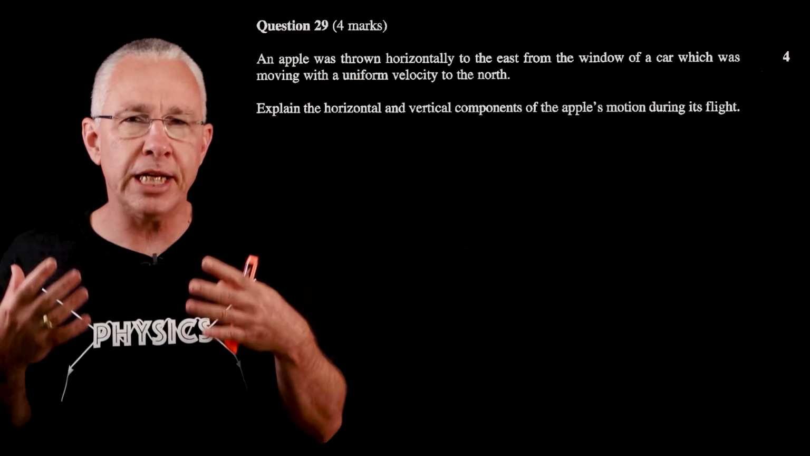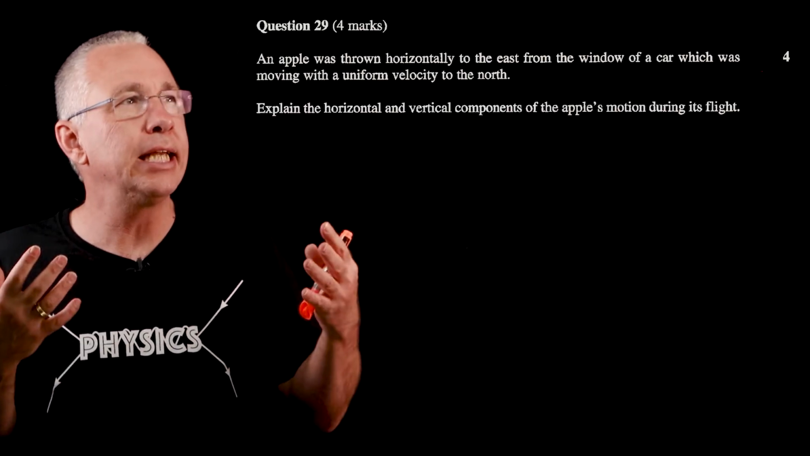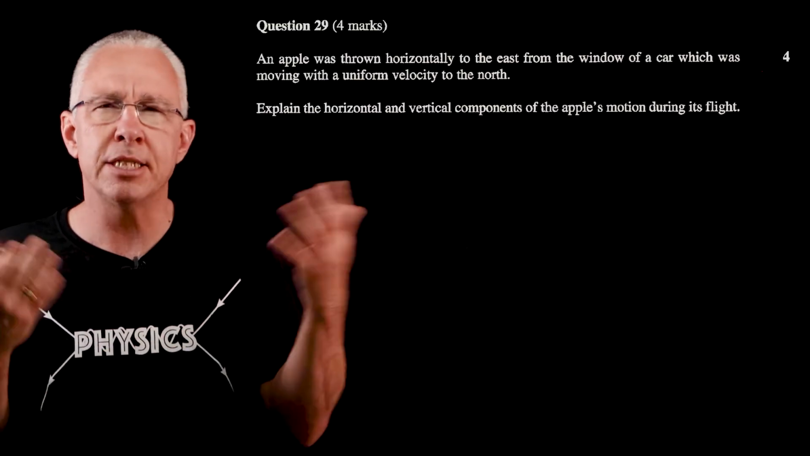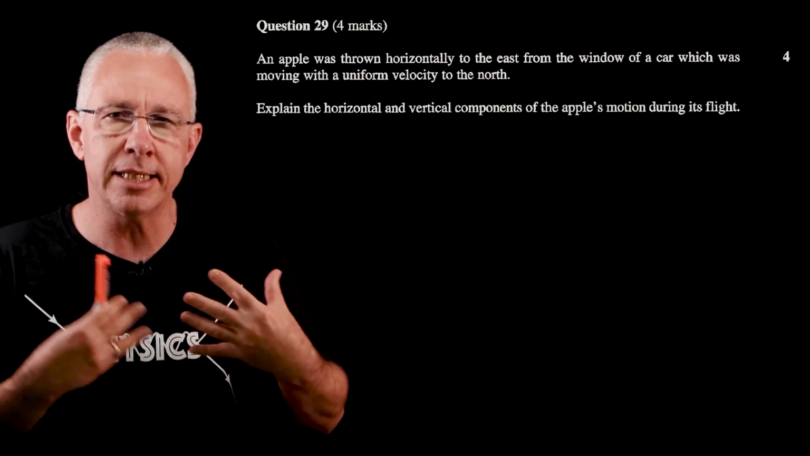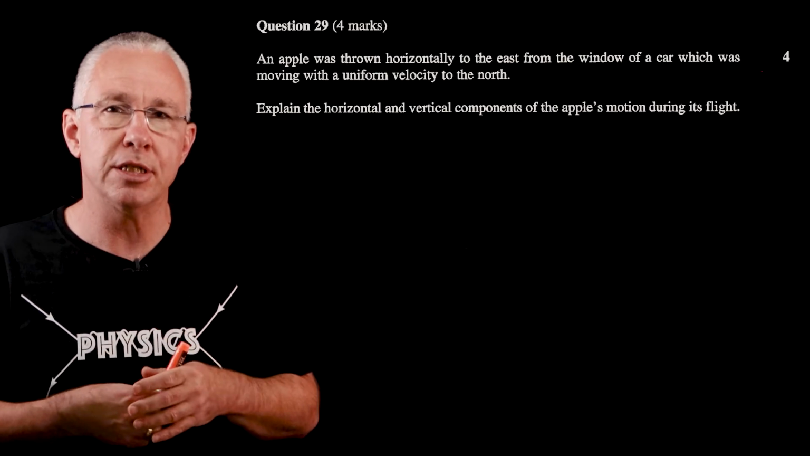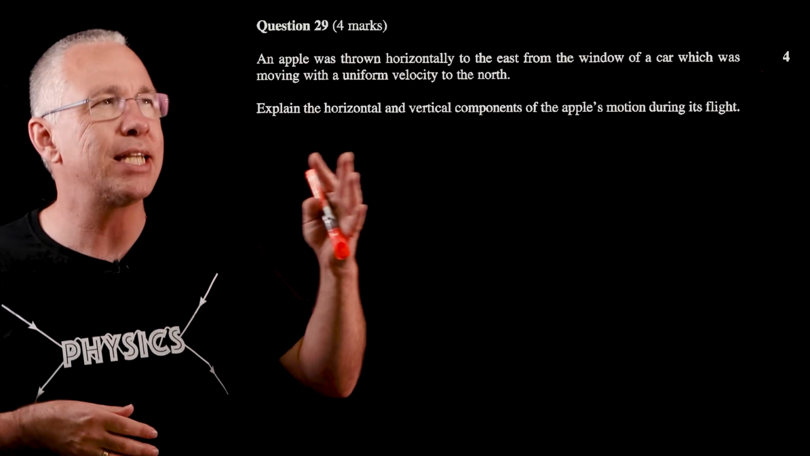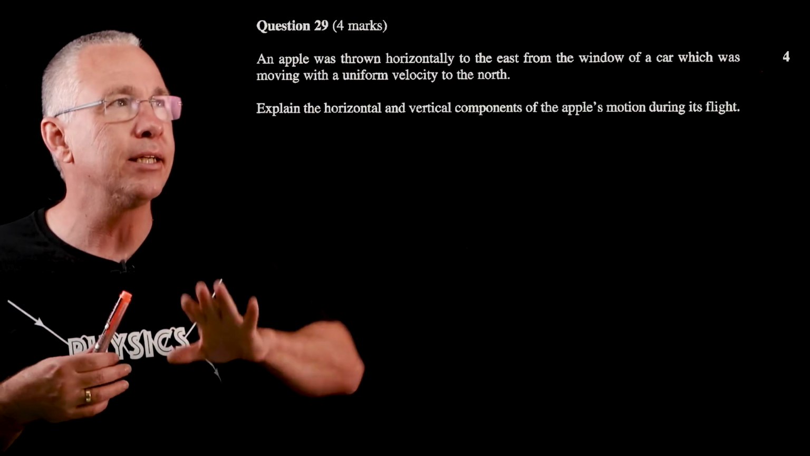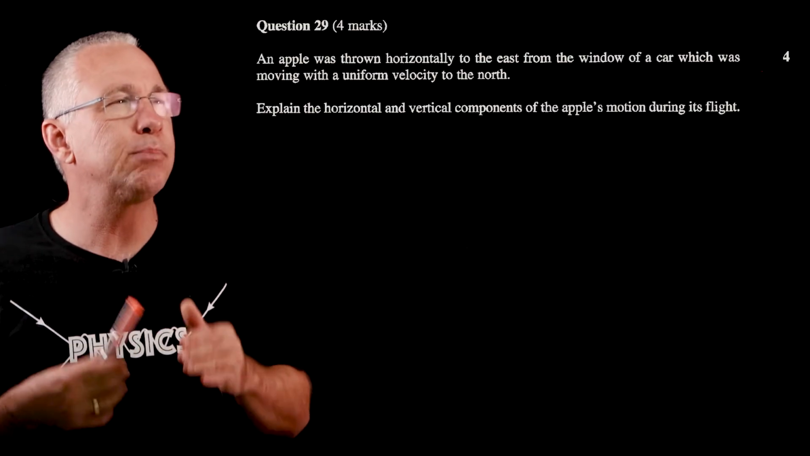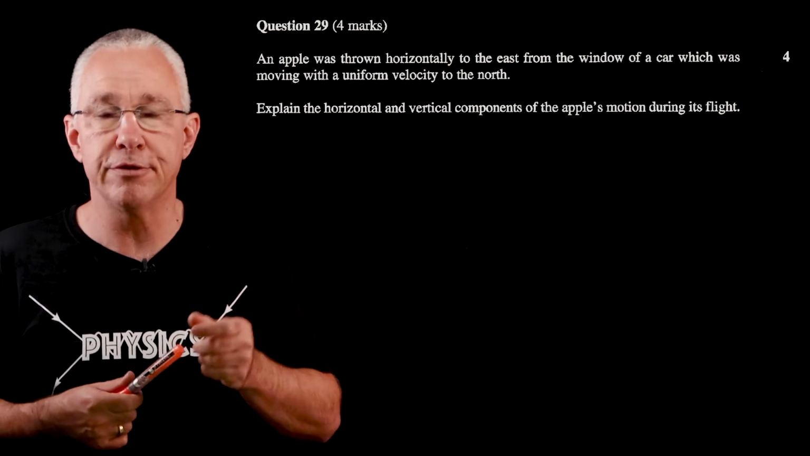Now this question really asks you to understand motion, in this case projectile motion, which forms part of Module 5, Advanced Mechanics. But there's no calculations involved here. It's understanding the motion of something undergoing projectile motion in 2 dimensions, but in actual fact there's a 3-dimensional aspect to this. And so what we have is an apple thrown horizontally east from a window of a car which was moving with a uniform velocity north. It says explain the horizontal and vertical components of the apple's motion during its flight.